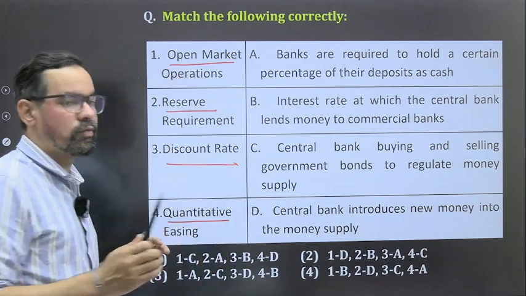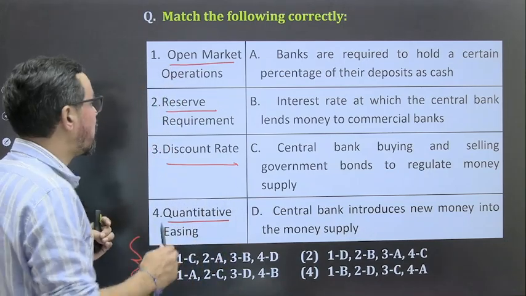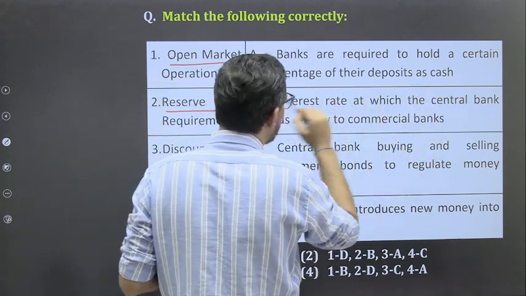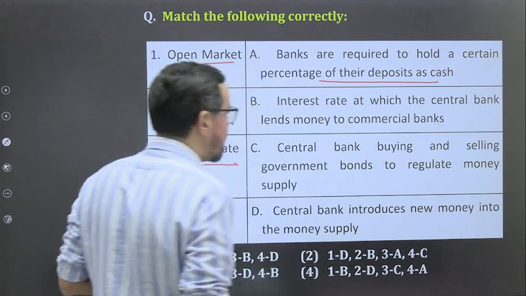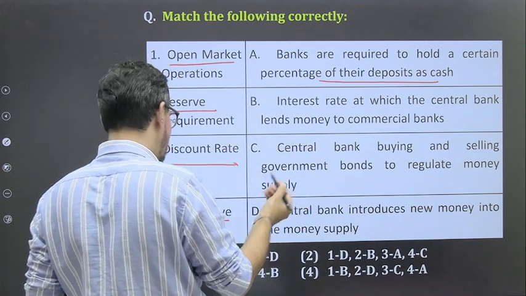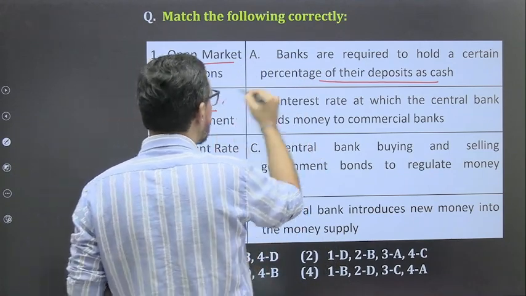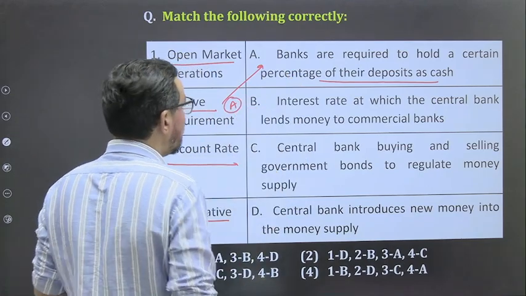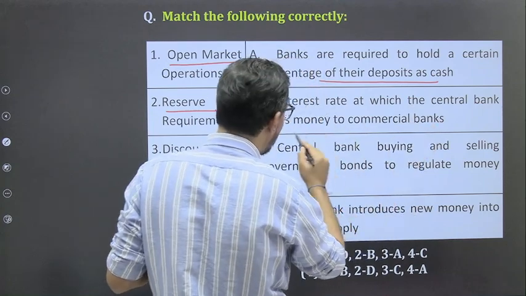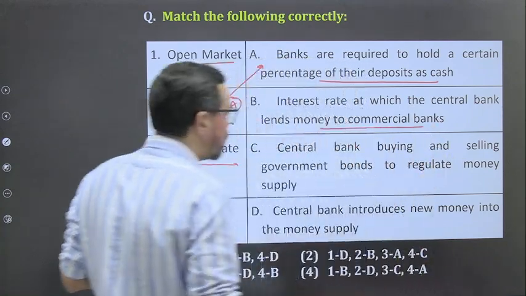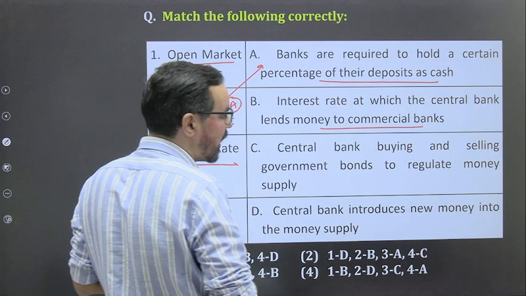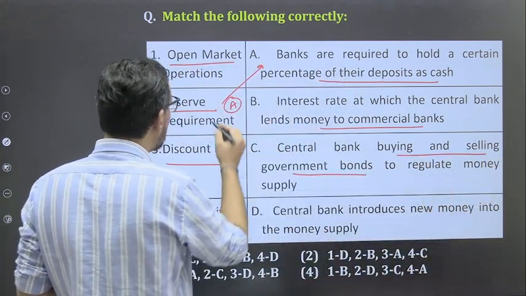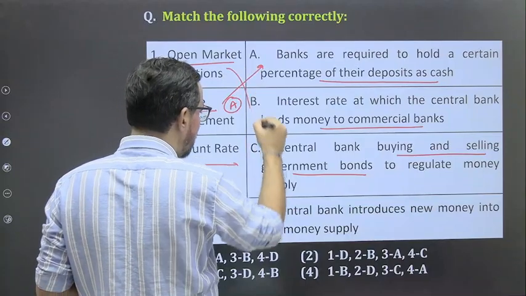So एक बार इन सबको देख लेते हैं, ठीक है? So again we'll solve with the help of two option first, ठीक है? एक एक करके इनको जाते हैं. So banks are required to hold a certain percentage of their deposit as cash. So that is generally known as CRR, which is part of your reserve requirement. That means for option 2 it will be option A. Then interest rate at which central bank lends money to a commercial bank is known as repo rate. Central bank buying and selling government securities is known as open market operation. So that means for option 1 it will be C, ठीक है?